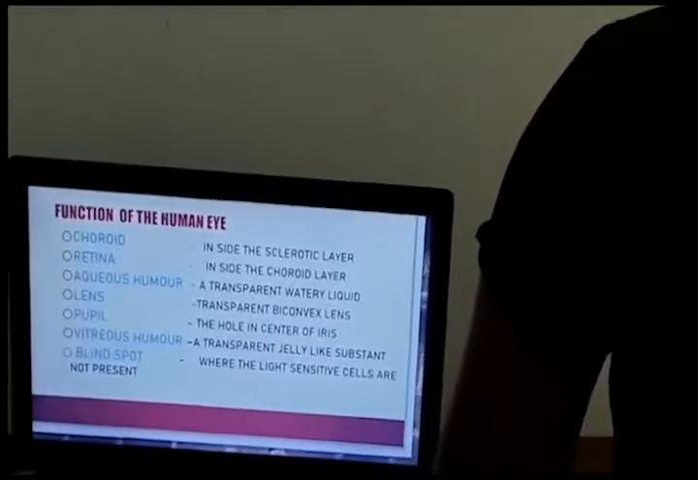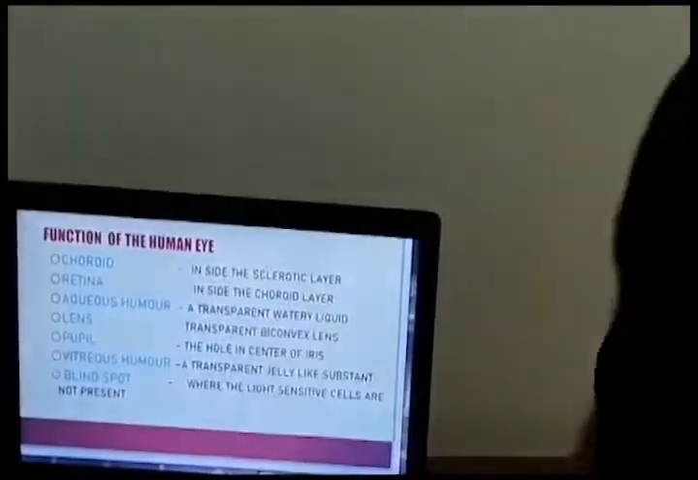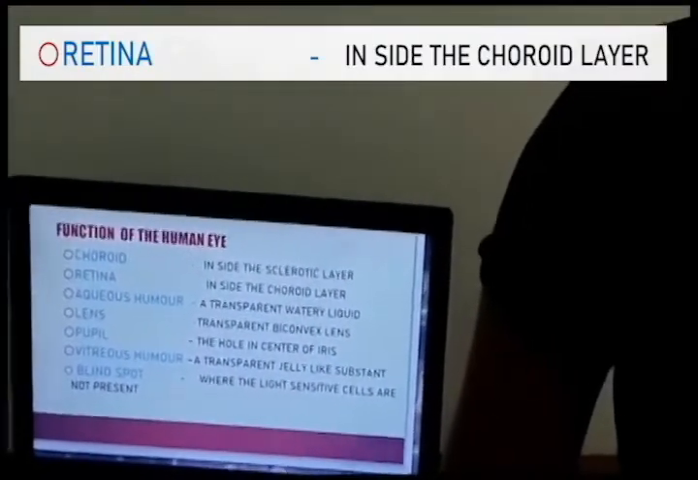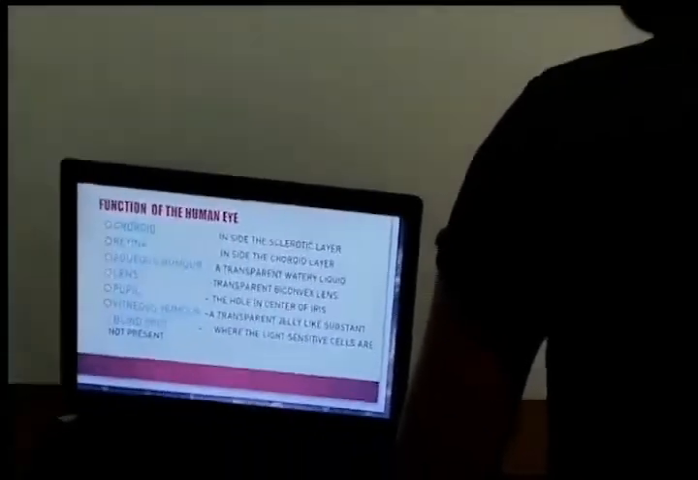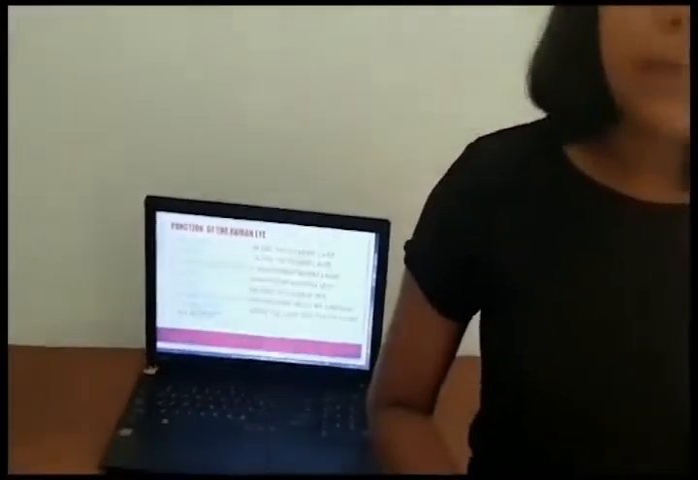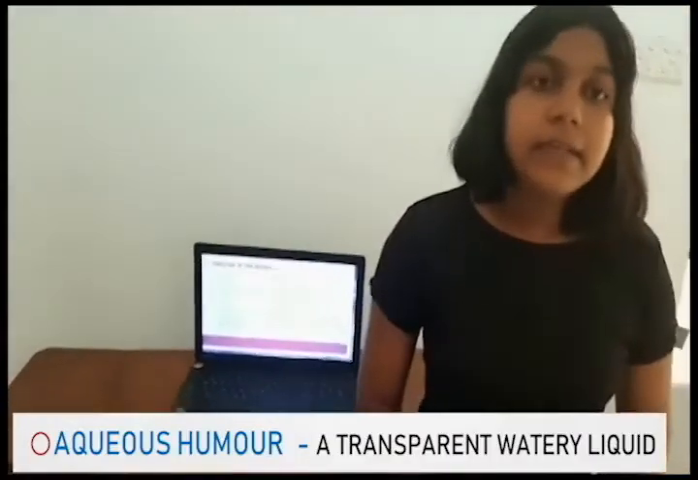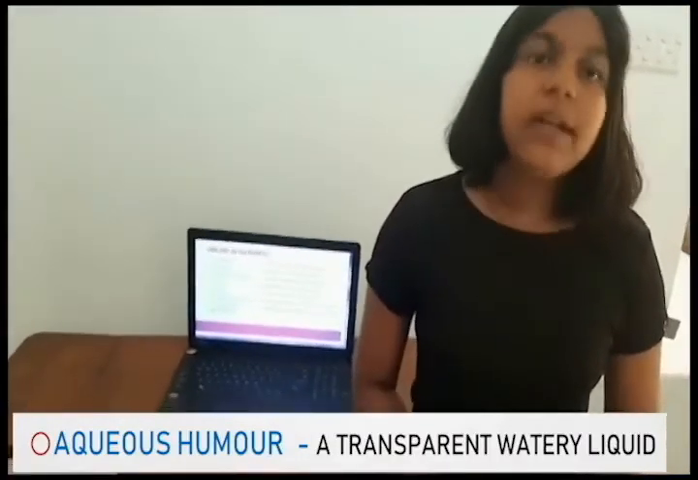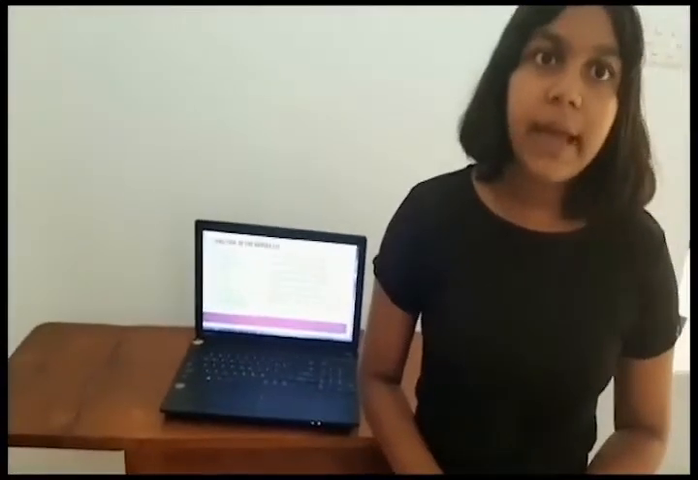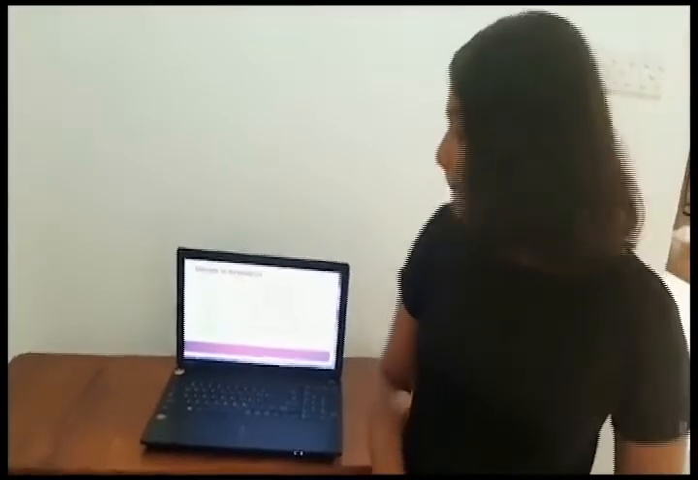It supplies blood to the eye. Retina. Retina is inside the choroid layer. The light sensitive rod cells and cone cells are present in this layer. Aqueous humor. Aqueous humor is a transparent watery liquid. It helps to fill the gap between the lens and the cornea.